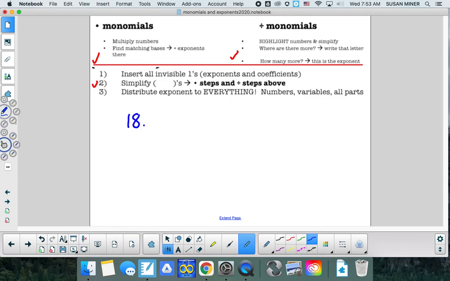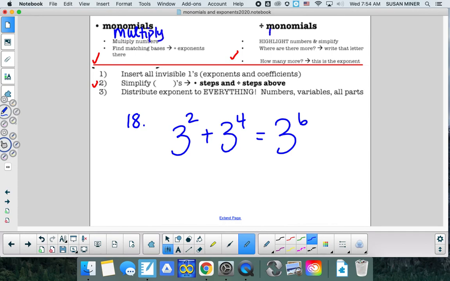It's a little bit tricky because what we're working with here is some addition, right? 3 squared plus 3 to the 4th. And on your homework assignment, it says that is equal to 3 to the 6th. So we have to decide what's happening here. Well, if you look up here at all of our steps, I have steps for multiplying monomials, and I have steps for dividing monomials, and I have steps for if I have parentheses, right? But I don't have any steps for addition.